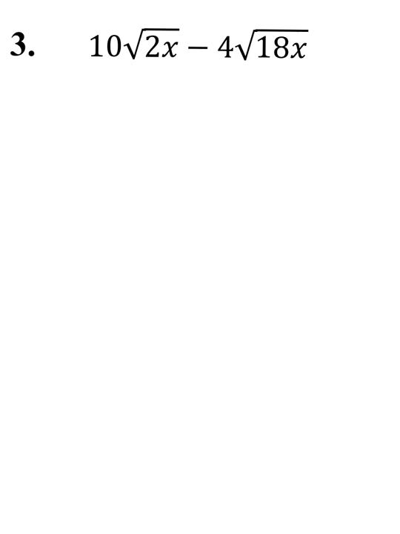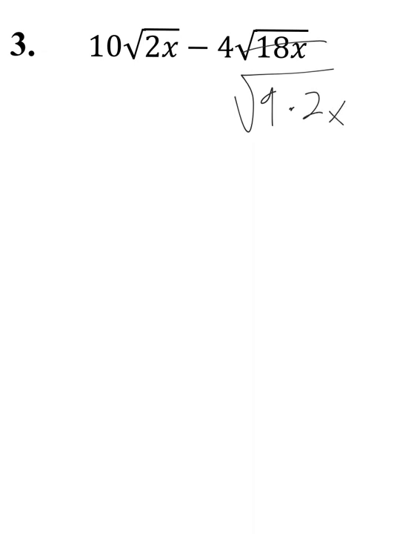Number 3, I have 10 square root of 2x minus 4 times square root of 18x. I need to split up this square root of 18x. The reason why is because I can simplify that. How do I know I can simplify it? Well, I know 18 is 9 times 2, and I have to throw an x in there.